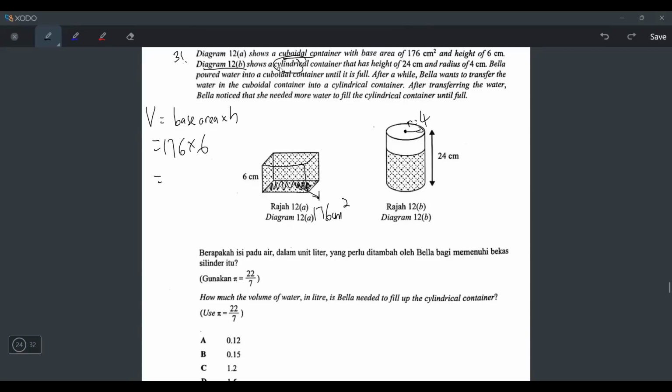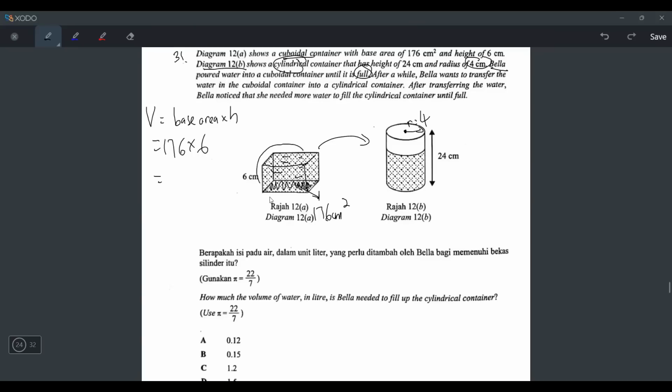And then let's read. Diagram 12B shows a cylinder container that has height of 24 and radius of 4 cm. Bella poured water into a cuboid container until it's full. So it's filled with water, full. After a while, Bella wants to transfer the water in the cuboid container into the cylinder container. So she poured the water inside the cylinder.